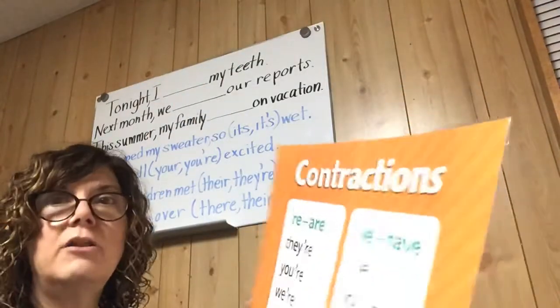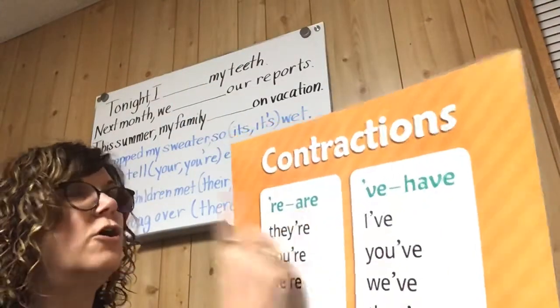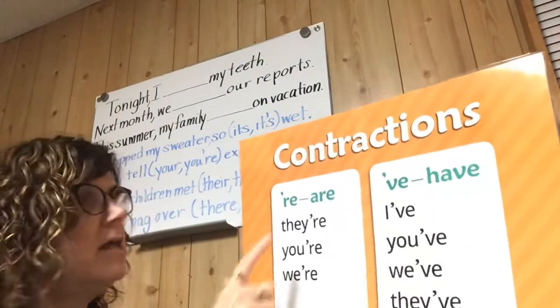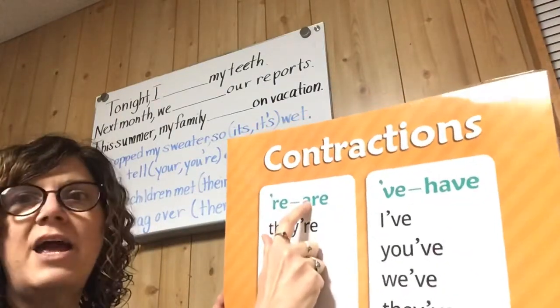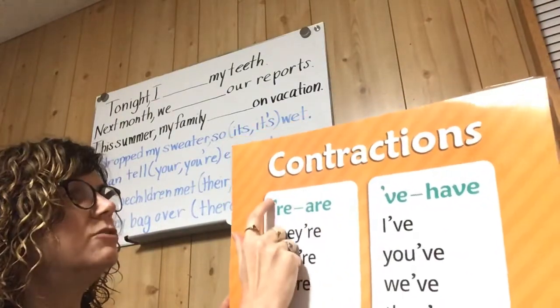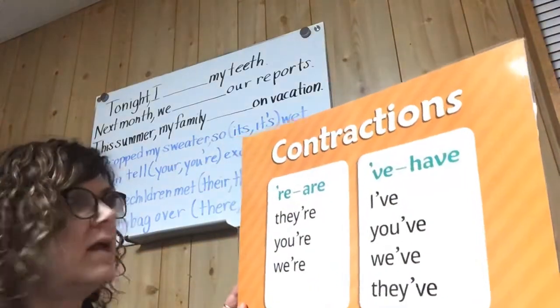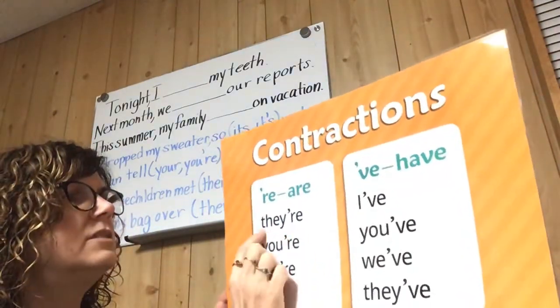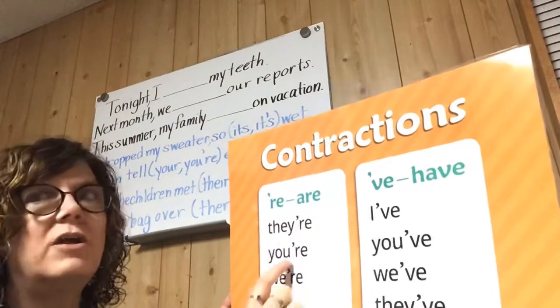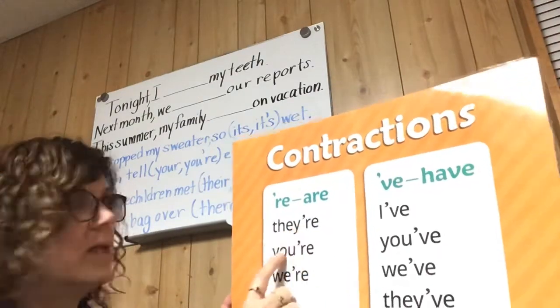All right, then we learned where the word are was the second word. Okay, so for are, you're taking out the A, so that's where the apostrophe goes. So it's apostrophe R-E. All right, they are, they're. All of they, apostrophe R-E. The A is what's missing.